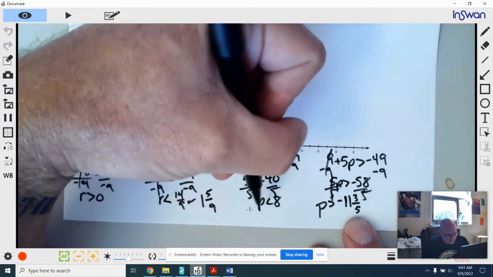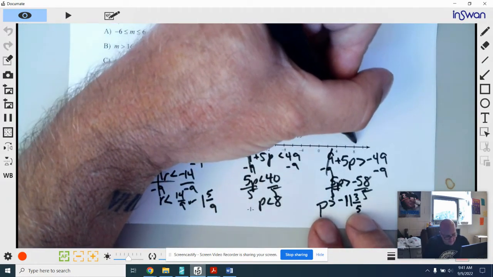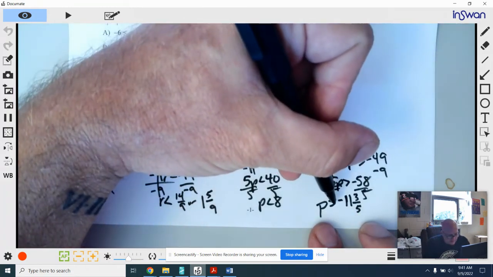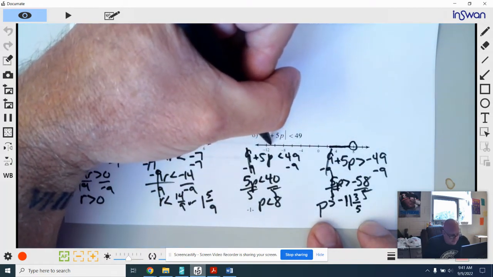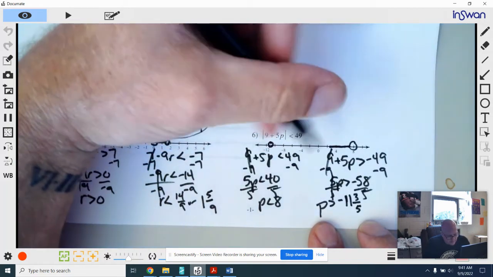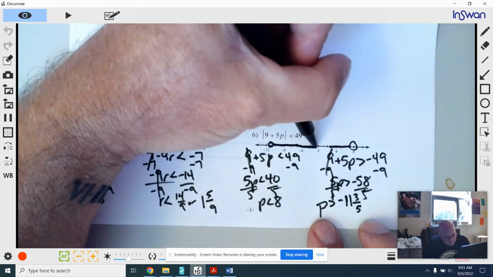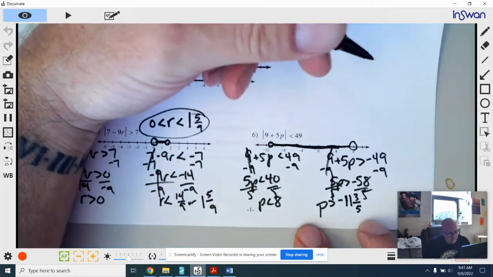Okay, so think about what this graph's going to look like. Start with p is less than 8. So open point on 8. I know it's going to be shaded this direction. P is greater than negative 11 3/5. So maybe I'll estimate it's about here. And it's going to be shaded then to the right. Again, we only keep the parts that overlap. So this is my solution set right here.